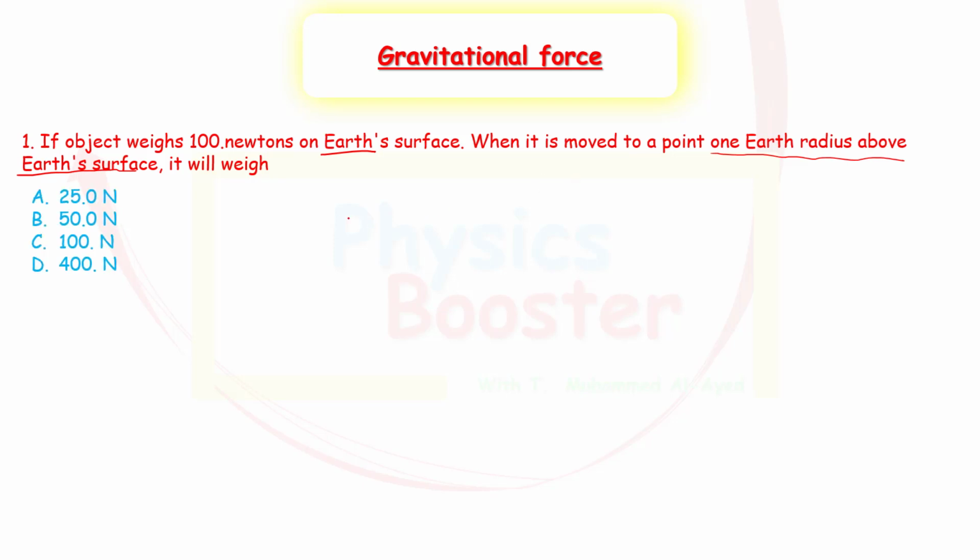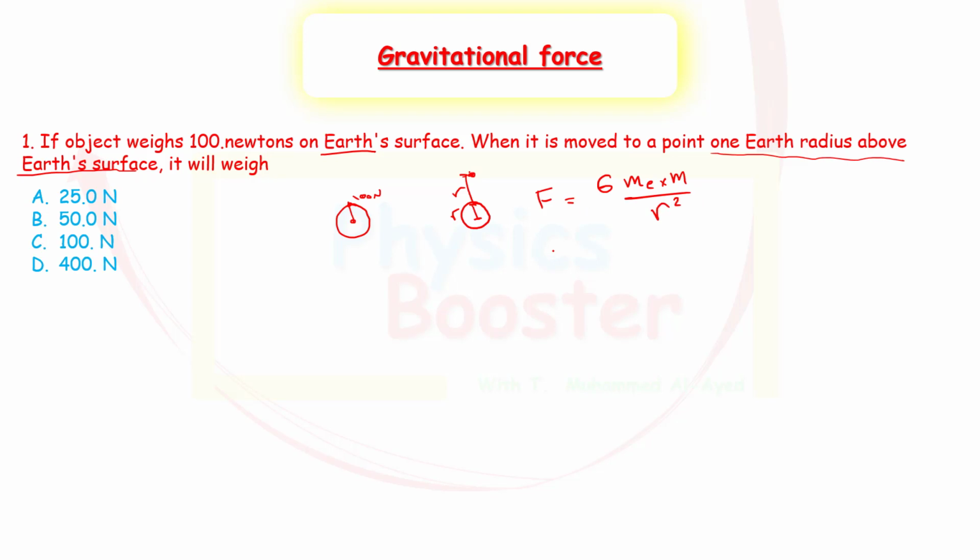Now, for example, this is the first case. The object is on the surface of Earth. It weighs 100 newtons. Now we moved it to a distance that is equal to the radius of Earth plus the radius of Earth. So what happened is that we just doubled the distance between the object and Earth. Now we know that the force between the object and the Earth is simply equal to g multiplied by the mass of Earth multiplied by the mass of the object divided by the radius squared.